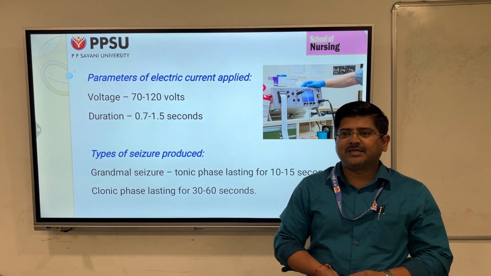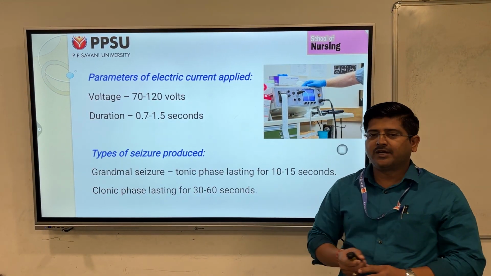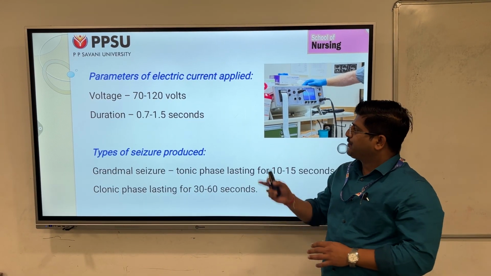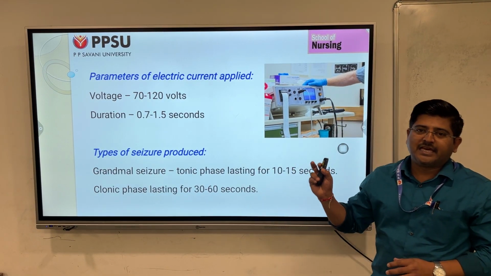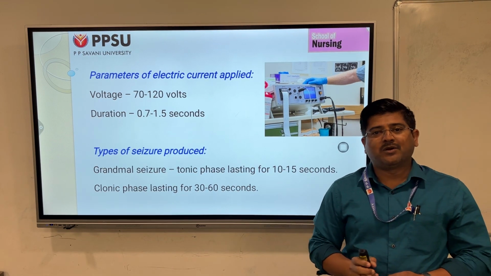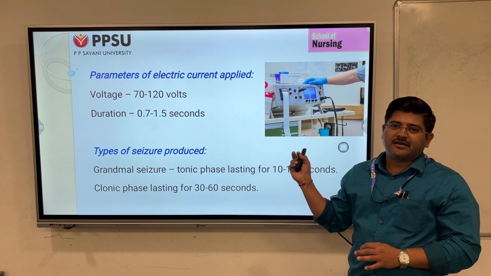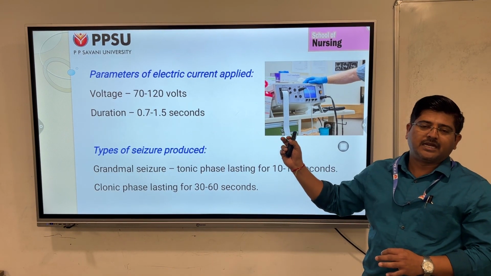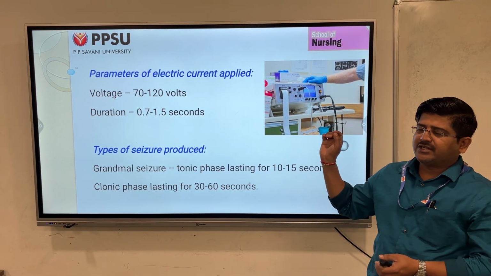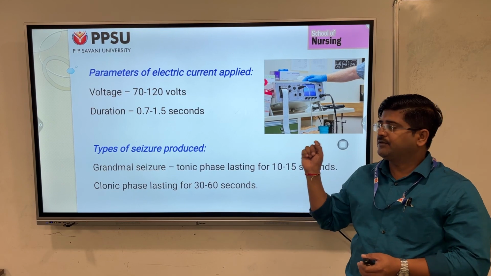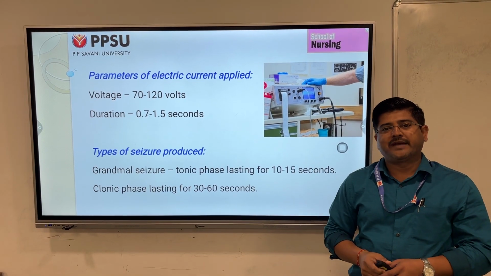Coming to the parameters, the common parameter used is voltage. Commonly they use 70 to 120 volts of current, and they use it for 0.7 to 1.5 seconds only, because when we talk about electric current, we know the adverse effects of electric current. So they use only 70 to 120 volts of current for a duration of 0.7 to 1.5 seconds.